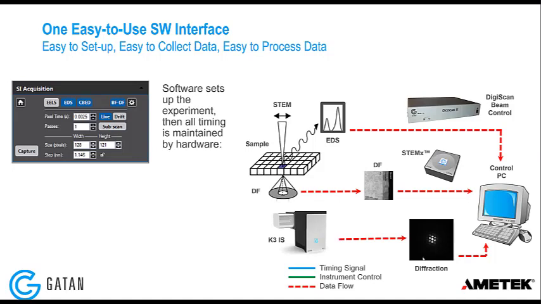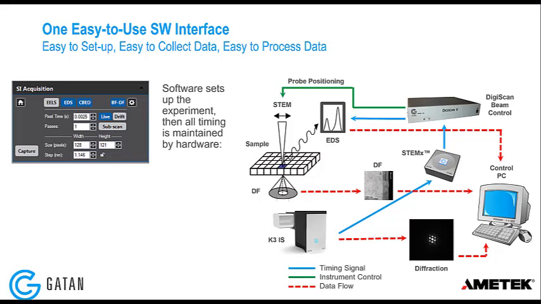Once the diffraction pattern is captured, a signal is sent from the camera through the STEMX box to the DigiScan, and the DigiScan moves the probe position to the next pixel. And the same thing happens again and again until you cover the full area that you have selected here in the STEM SI acquisition window. So the camera is going to be the timing master, and we do this via hardware synchronization.